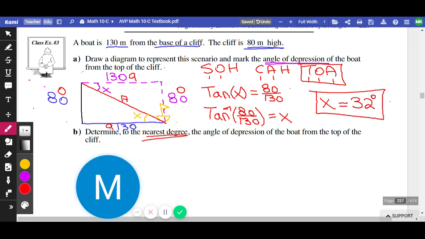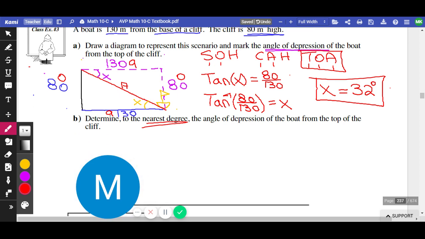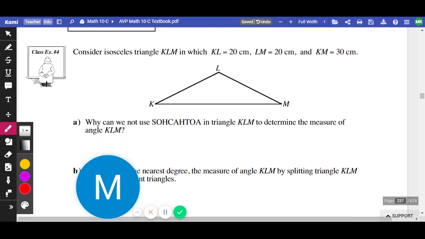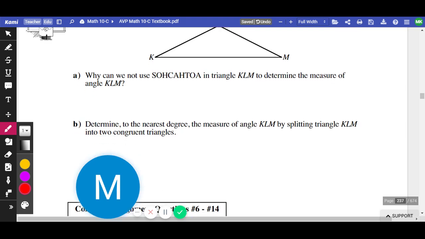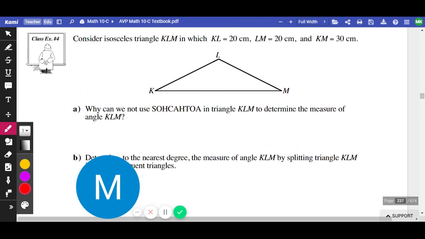And word problems don't get that bad either. We have a question here. I'm just going to talk about it really quick. We probably won't solve it. So it says, consider the isosceles triangle KLM. K to L is 20. L to M is 20. And K to M is 30. We're not going to spend the time to solve it, but we are going to spend the time just to discuss what's going on in it.